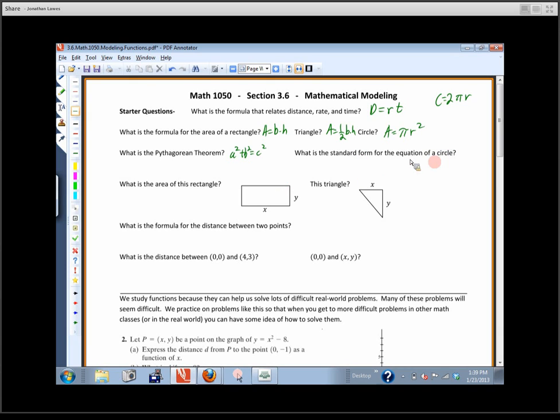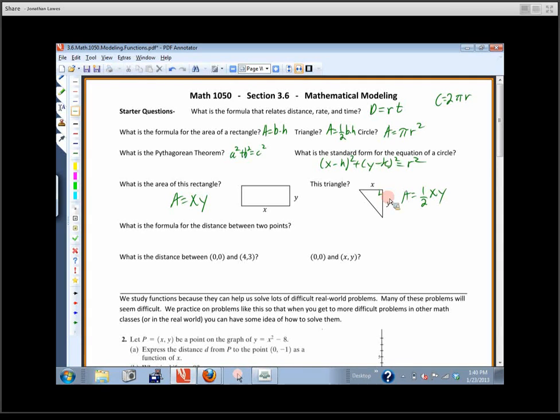What is the standard form for the equation of a circle? We talked about this in section 2.4. That's where we have x minus h quantity squared plus y minus k quantity squared equals r squared. So a nice graph-friendly form. On this rectangle right here, we already said area was base times height. So for that particular rectangle, what would the area be? It would be x times y. We've got a specific name for both the height and the base. Area of this triangle? 1/2 x times y. Okay, it looks like they're at right angles. We'll assume that they are.